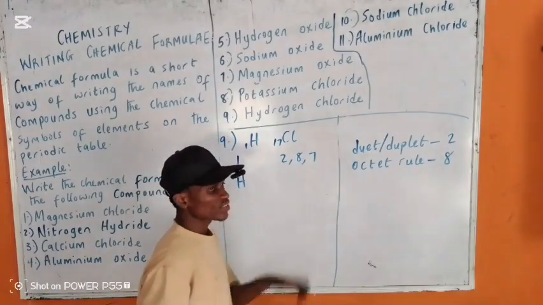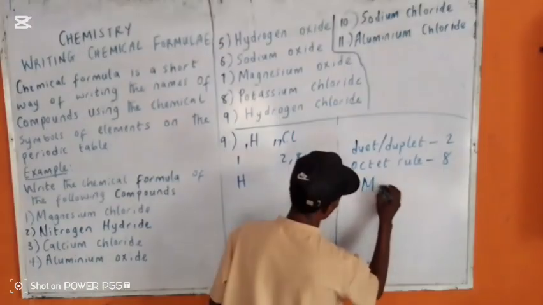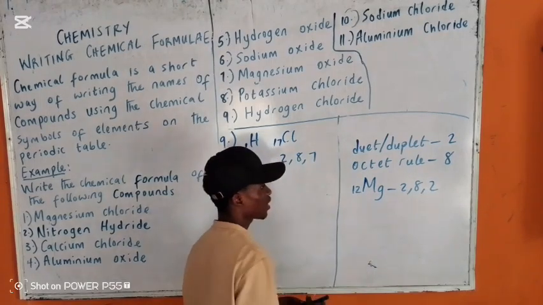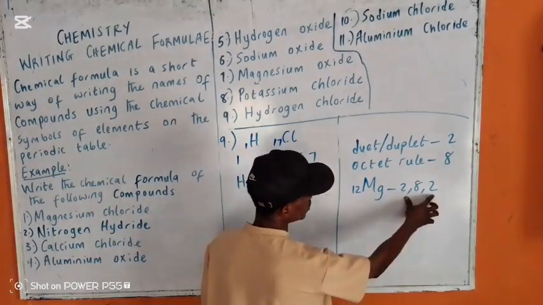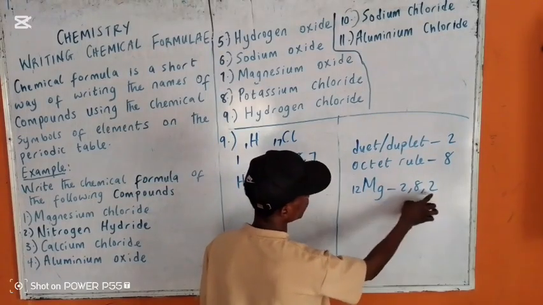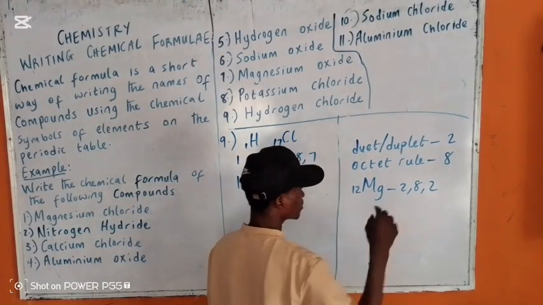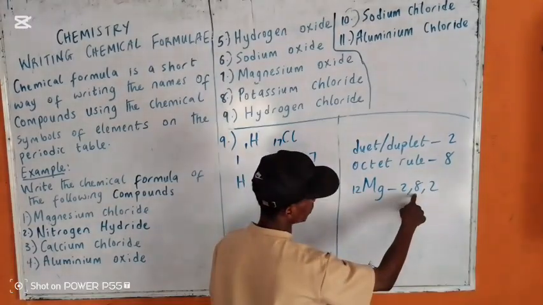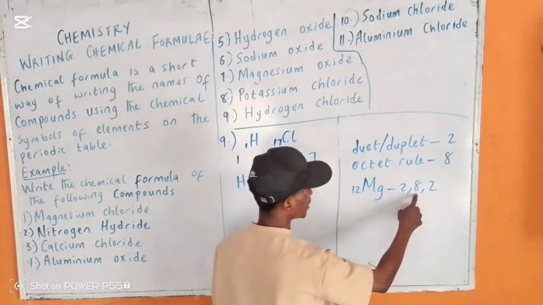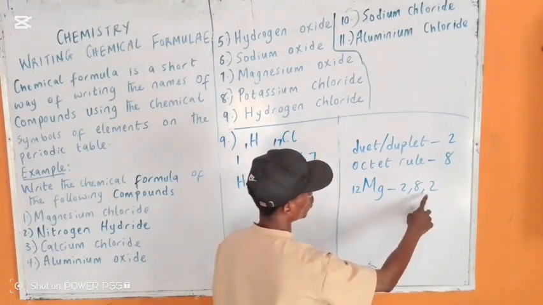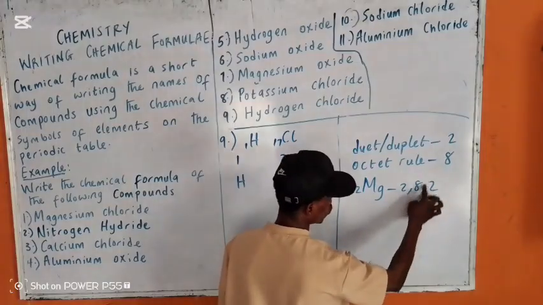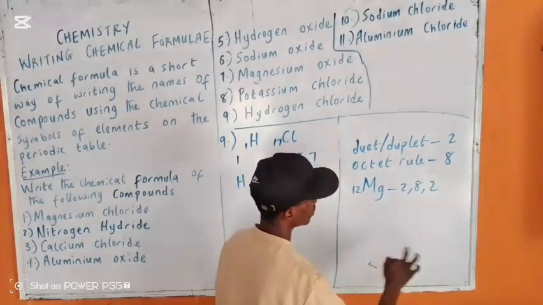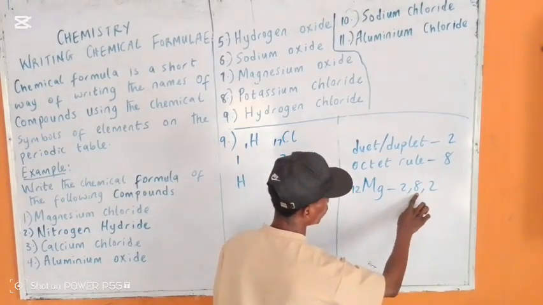Now, in the case of magnesium, number 12, which is 2,8,2. As it is now, magnesium is stable with the duet rule, but it can still react with other elements by giving out these 2 to attain the octet rule. So if it gives out these 2 to other elements, mostly in group 6, it can still be stable with the octet rule here.